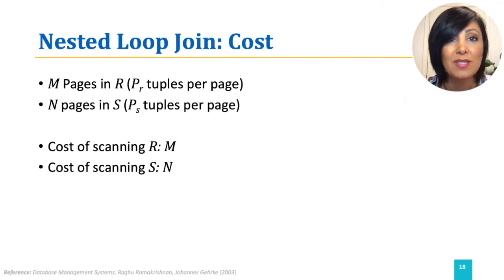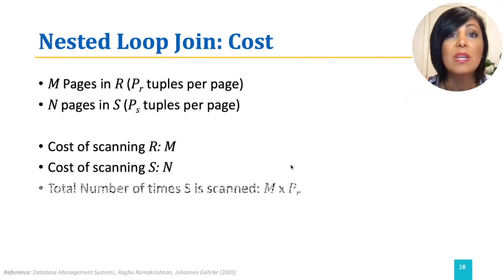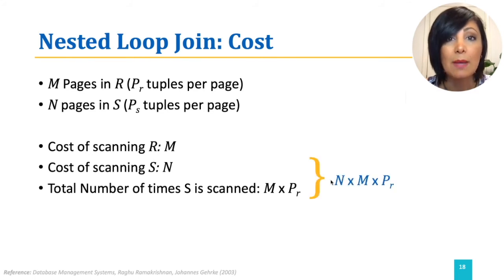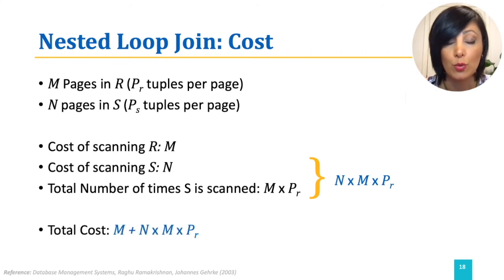Within the nested loops, we scan relation S one time for every tuple in relation R. Therefore, we scan it a total of m times PR times. This means n times m times PR I/O operations are involved. Summing this up with the number of I/O operations for relation R will result in our total cost, which is m plus n times m times PR. How do you feel about this number?